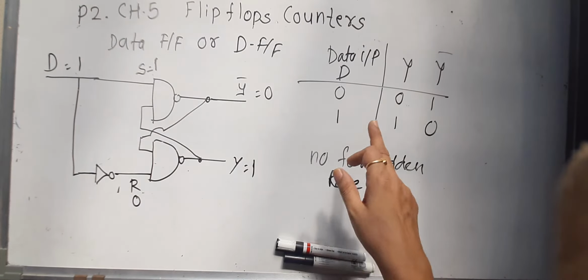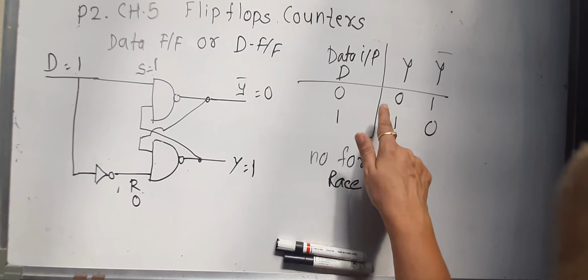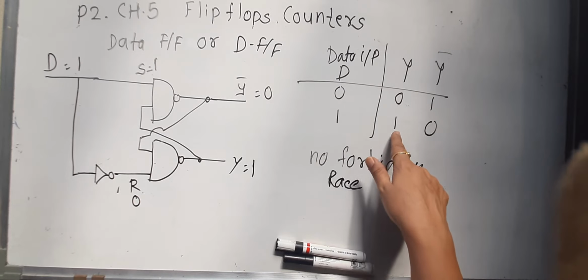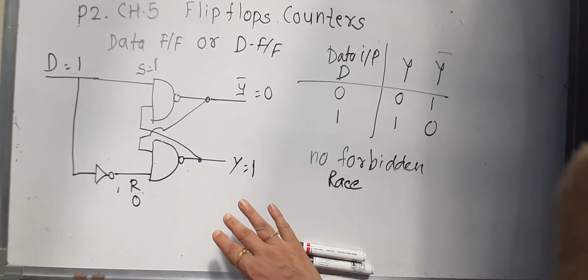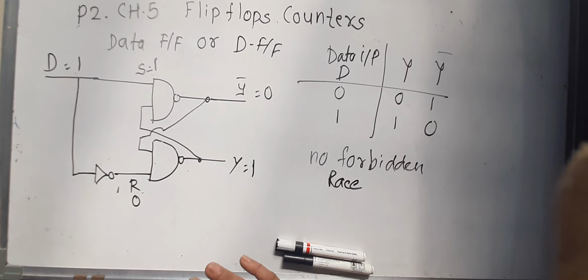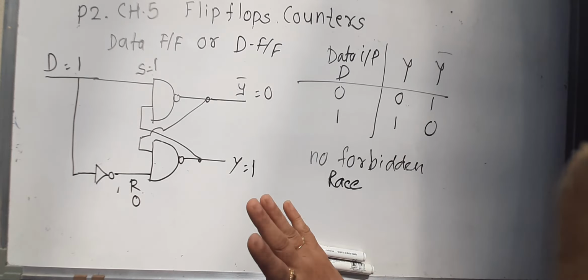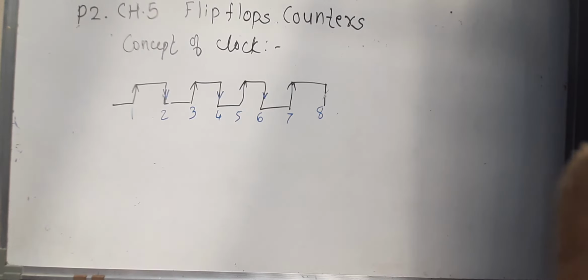If we carefully observe the truth table, if input is 0, output is 0. If input is 1, output is 1. So we can predict that this flip-flop, the data flip-flop, is used to transfer data from one part of the circuit to another part. It can just shift the data from one place to another place. So this is the use of the D flip-flop or data flip-flop.